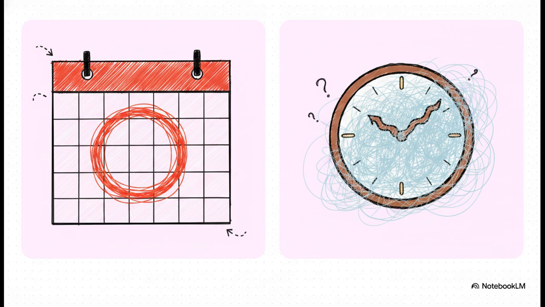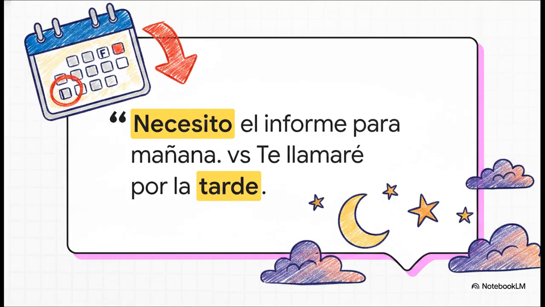When you're dealing with the clock or the calendar, time is a huge indicator. And para is strict. It indicates a hard deadline or a firm due date to get something done. Por is wonderfully vague. It just gives you an approximate moment in time or a really loose window. Listen to how this completely changes the meaning. Necesito el informe para mañana. I need the report by tomorrow. That is a firm, non-negotiable deadline. Now contrast that with te llamaré por la tarde.